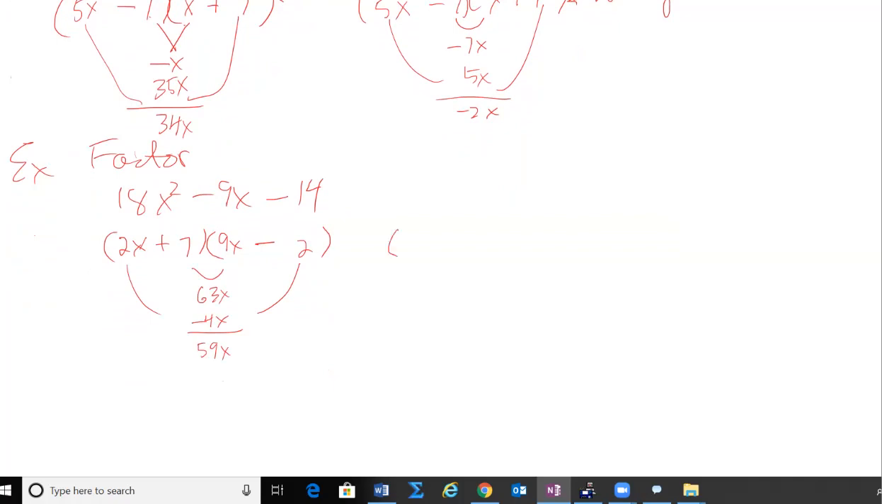Do you think it would help if I move the 2 and the 7? In other words, put the 2 here, 9x, and make the 7 over there. I don't think it's going to work, and I'll tell you why. Here, I've got these two 2's grouped together, which implies that a 2 can come out in front of this expression. So that means it isn't going to work.